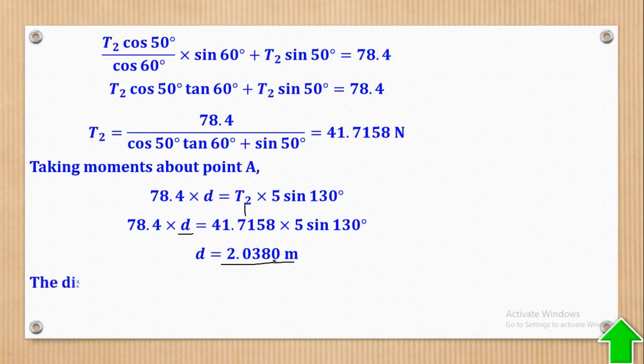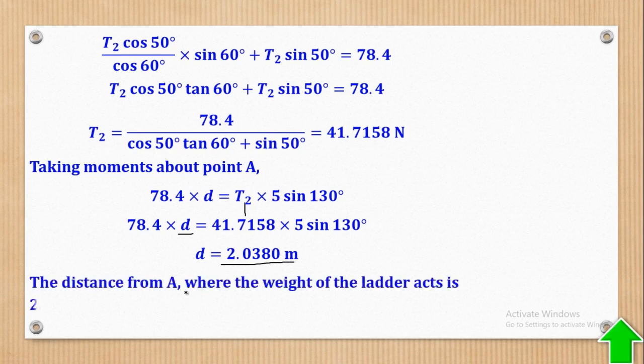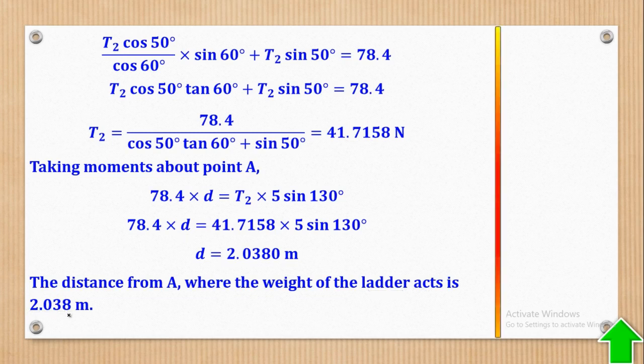2.0380. Therefore, I can conclude that the distance from A, where the weight of the ladder, the rod, acts, is 2.038 meters. So basically that's what they wanted. Now let's see how much can be awarded.